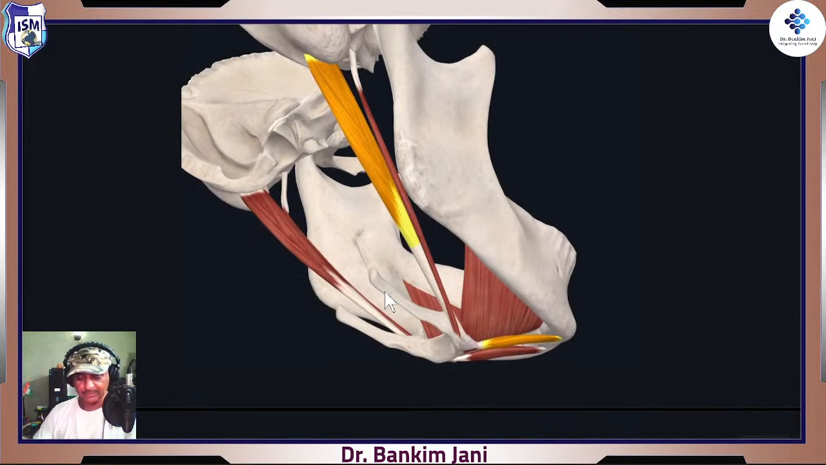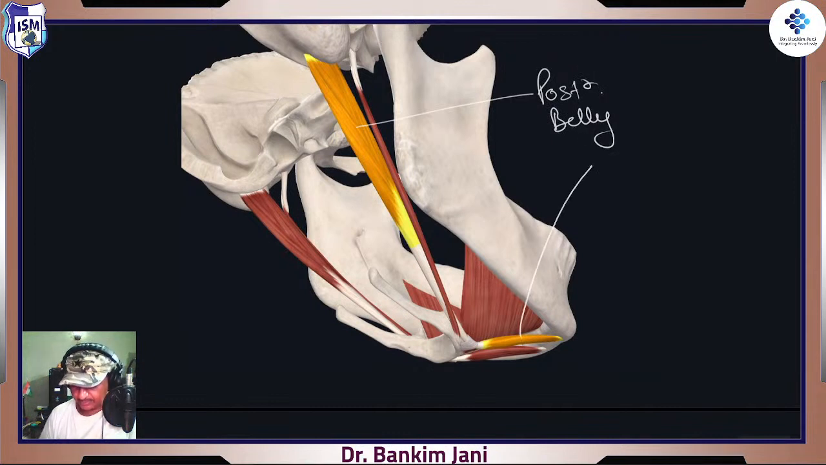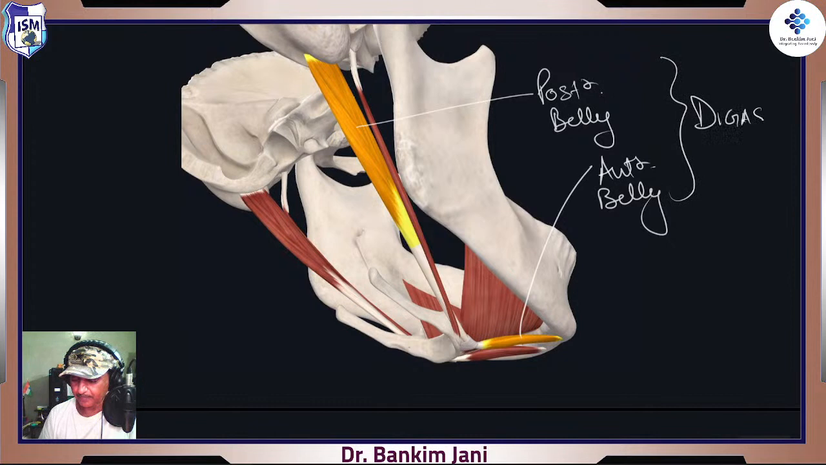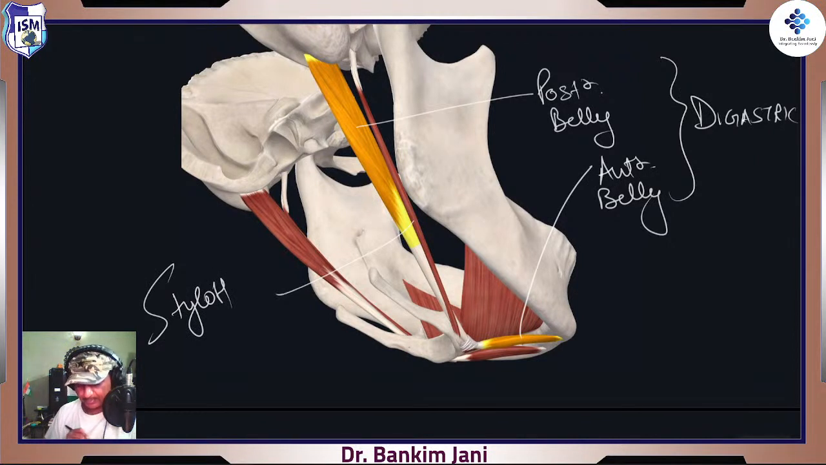See here. Now this is seen crystal clear, right? Now it is seen better, right? So this one is posterior belly. That one is anterior belly of digastric, and it is passing through this stylohyoid. And that's that thing, this one, right? That is the fibrous sling.